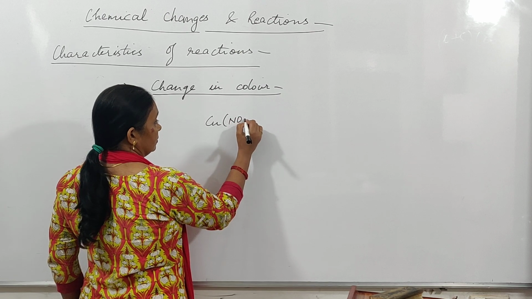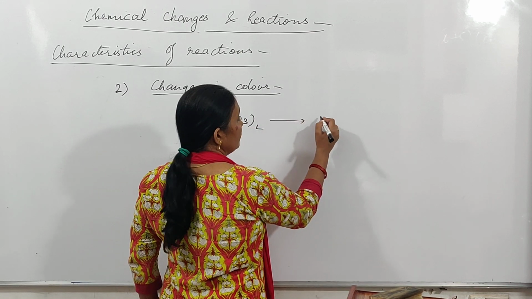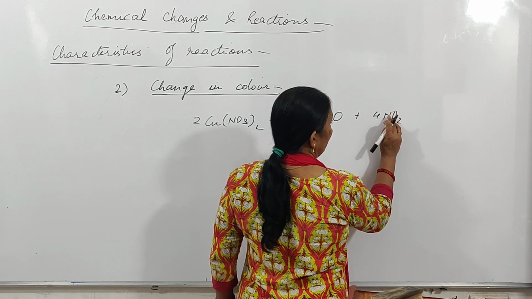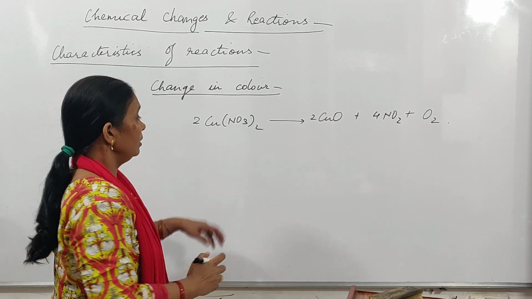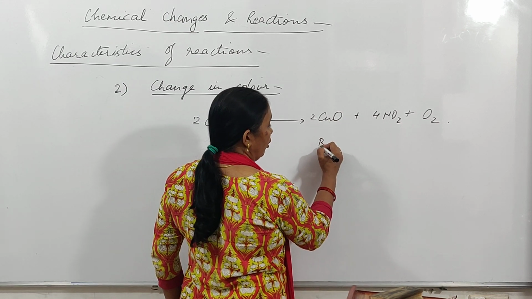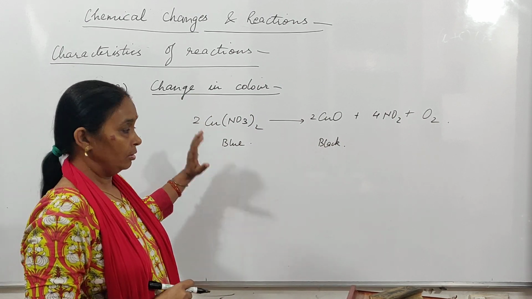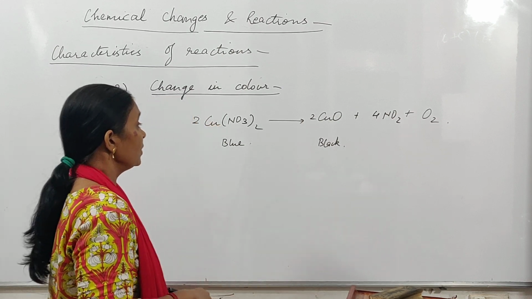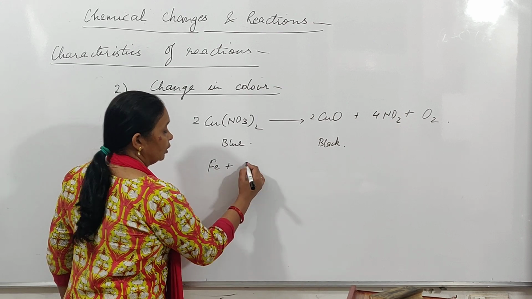Copper nitrate is a compound. If you heat its two molecules, what will you see? You will see copper oxide forming, nitrogen dioxide forming, and oxygen gas is formed. Here this copper nitrate is blue in color and copper oxide formed is black in color. So you can very well see that the reactant is blue and the product formed is black, so a color change takes place.